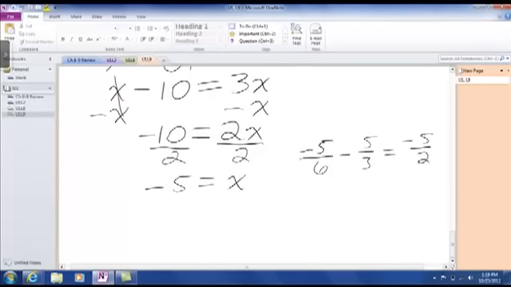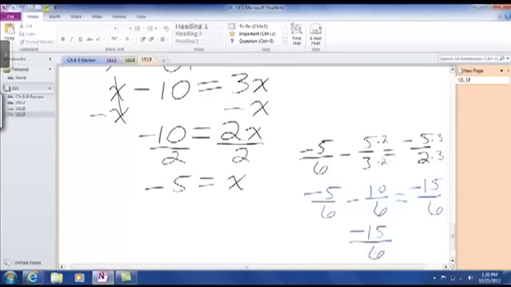Oh well. Let's get a common denominator. We're going to have to multiply by 2 on top and bottom of this fraction, and by 3 on top and bottom of this fraction. So now I have negative 5 over 6 minus 10 over 6 equals negative 15 over 6. And you can see, yes, this is a true statement because negative 5 minus 10 is negative 15. So we have negative 15 over 6 equals negative 15 over 6, and we're done.